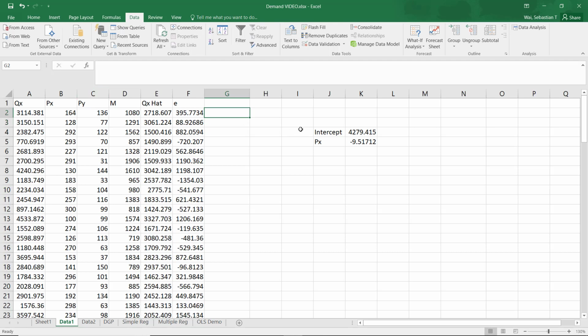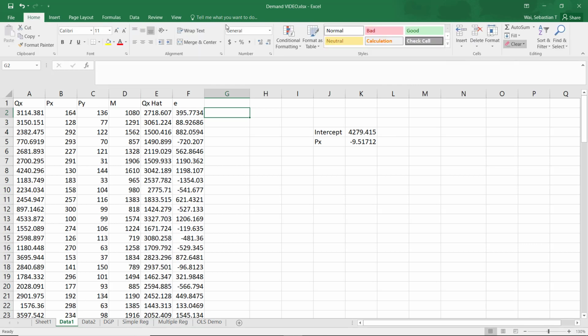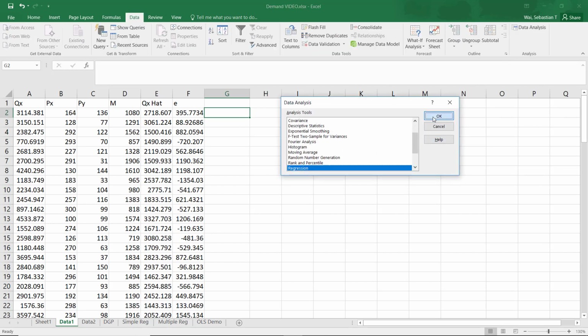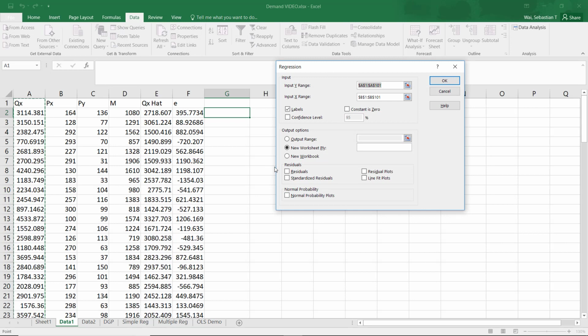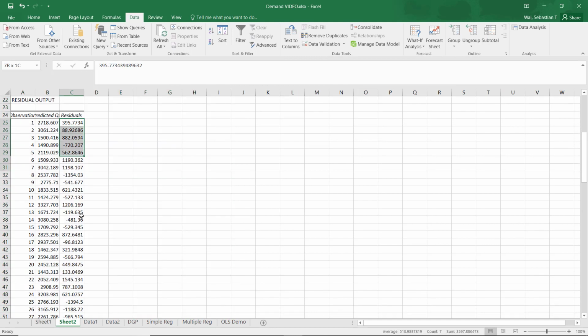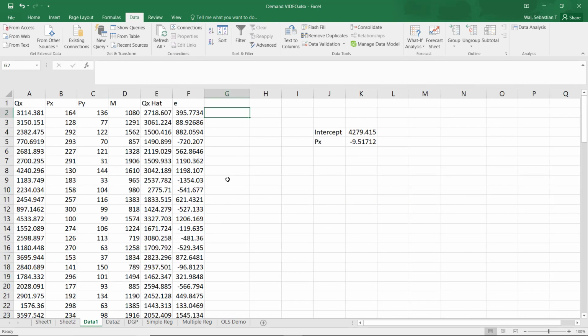Another way that we can easily calculate the residuals is by going back to our regression. So we're going to go back to Data, Data Analysis, Regression. We're going to keep everything the same, but we're now just going to select this box that says Residuals and run the regression again. And you can see here that Excel will automatically generate a column of residuals for us, and those match up perfectly with the ones that we just calculated. That's how we run a regression in Excel. In the next video, we're going to take a look at what's going on under the hood.